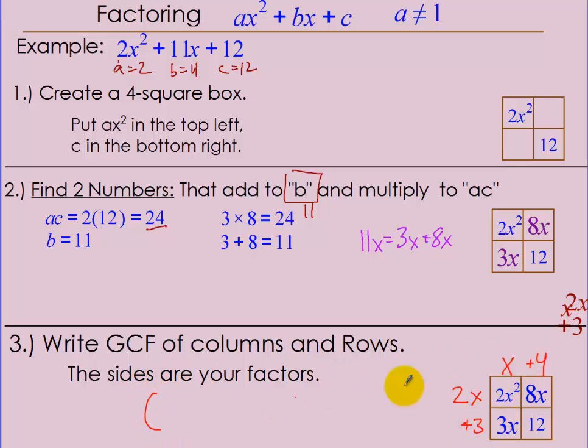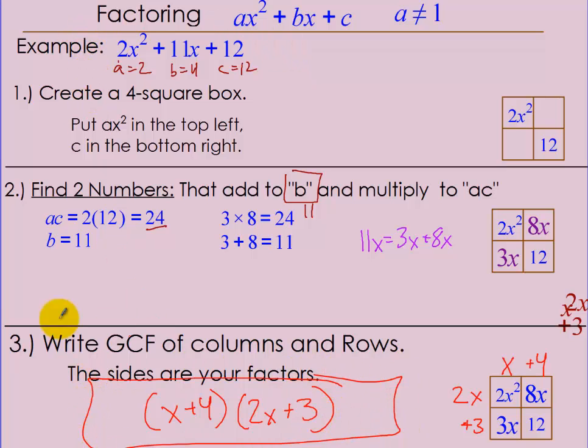So my two factors are going to be x plus 4 on the top, and then 2x plus 3 on the side. So that is the factored form of this 2x squared plus 11x plus 12. This is the answer I'm looking for.